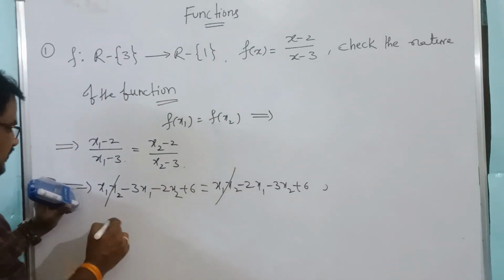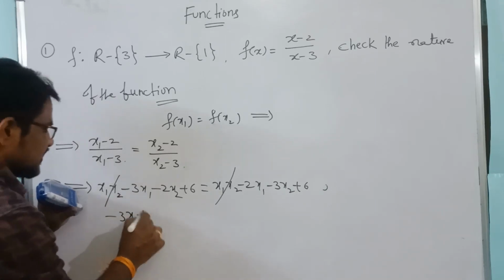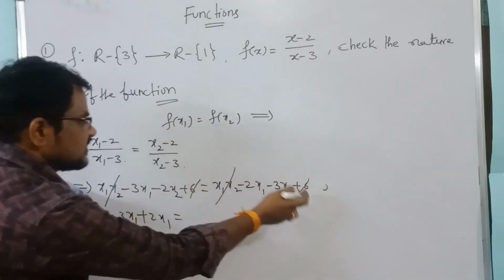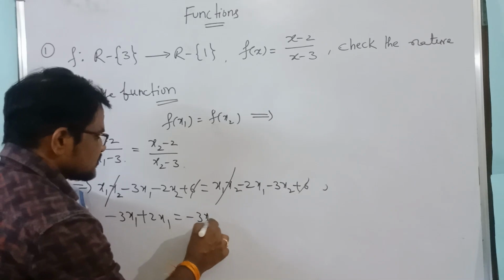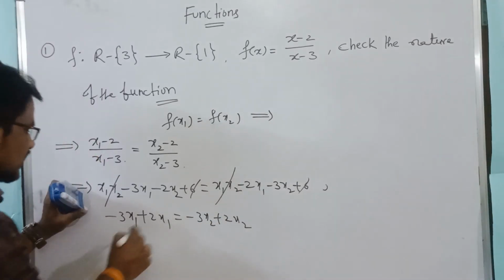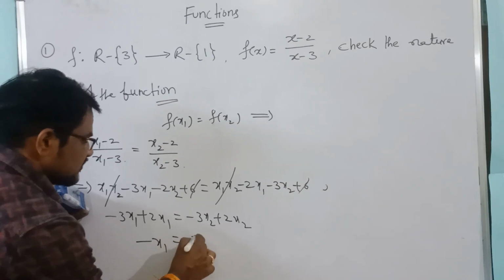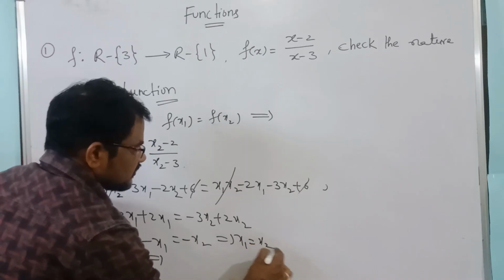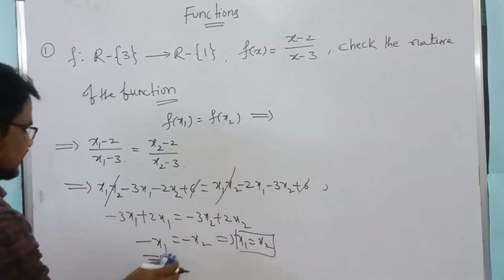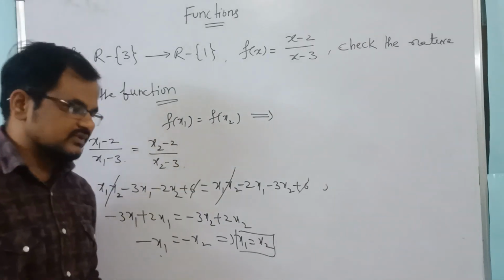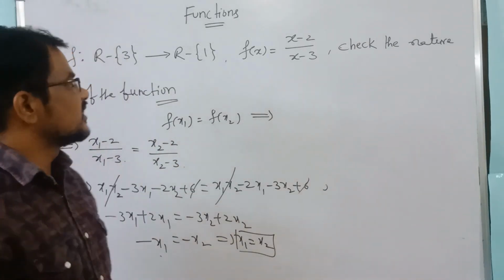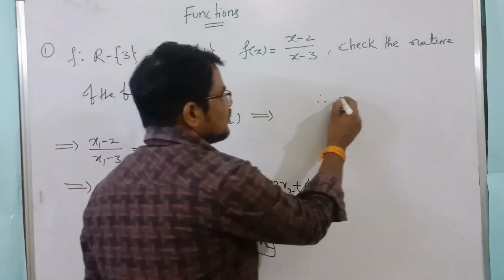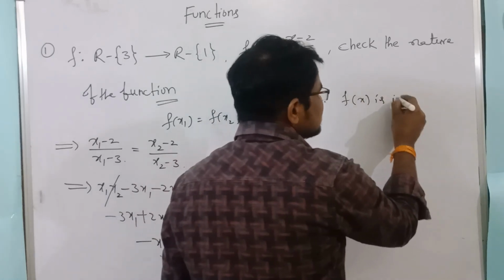This one bring this side, minus 3x1 plus 2x1. Here 6 also gets cancelled. This one bring that side, minus 3x2 plus 2x2. And here minus x1, here minus x2. That implies x1 equal to x2. So whenever f of x1 equal to f of x2, x1 equal to x2, where f is a mapping from R minus 3 to R minus 1. So that's why, therefore, the given function f of x is what?